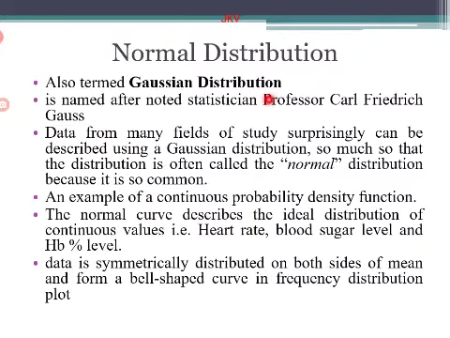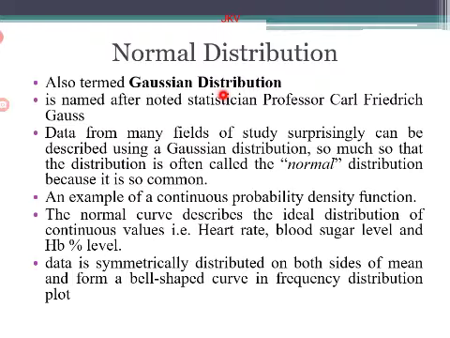So he described this particular distribution and termed it as Gaussian distribution. Later on, this Gaussian distribution was named as normal distribution. Now what happened is that data from many fields of study surprisingly can be described using a Gaussian distribution, so much so that the distribution is often called normal distribution because it is so common. Whenever scientists plotted some kind of data, it commonly occurred in a Gaussian distribution.